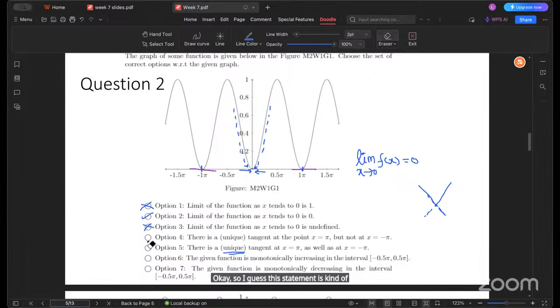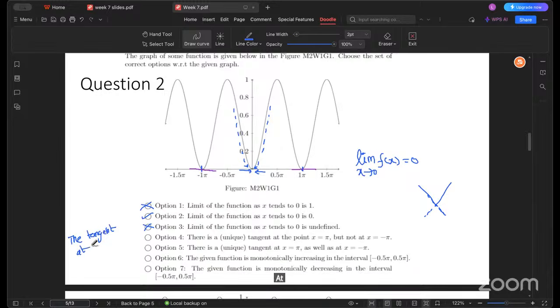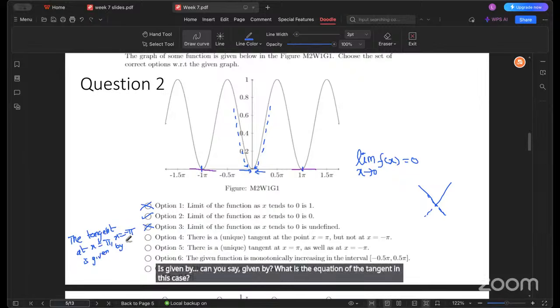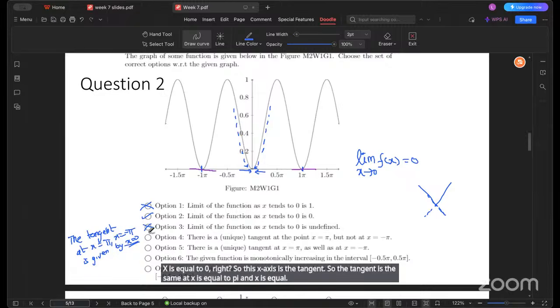So let's not go with these options. Let's be clear with the meaning. So here, the tangent at x equal to pi and x equal to minus pi is given by, what is the equation of the tangent in this case? y is equal to 0, right? So this x-axis is the tangent. So the tangent is the same at x equal to pi and x equal to minus pi. y is equal to 0.